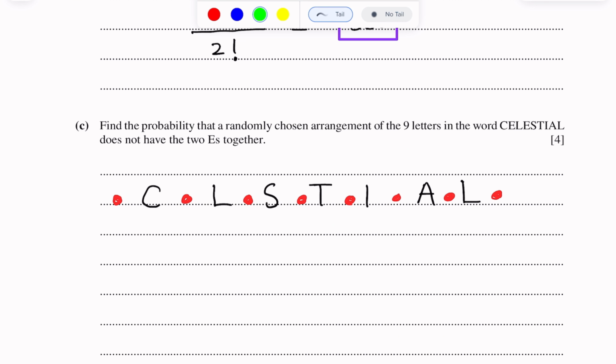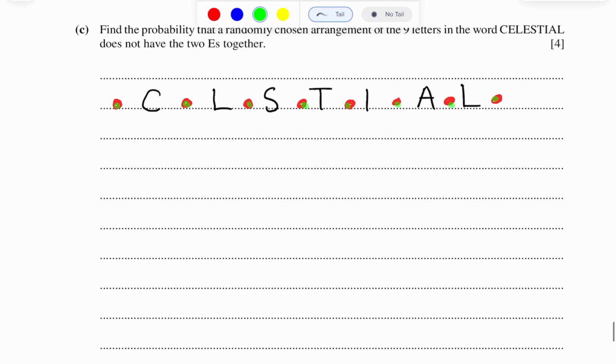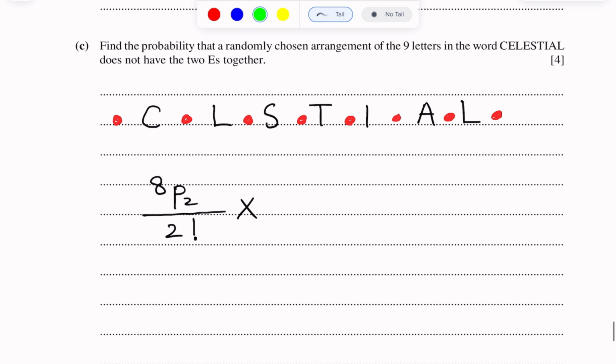So these are 8 places for two E's. We write the arrangement of two E's will be 8P2 over 2 factorial, because two E's are repeated. Now multiplied by the arrangement of the remaining letters. These are 7 letters, and be careful, L's are again repeated. So these are 7.